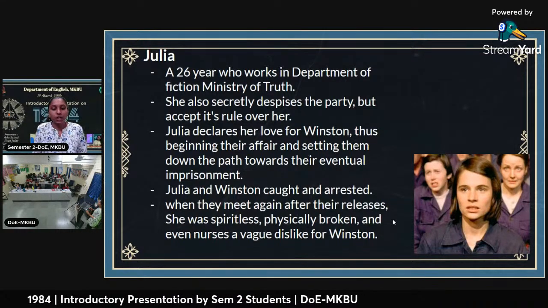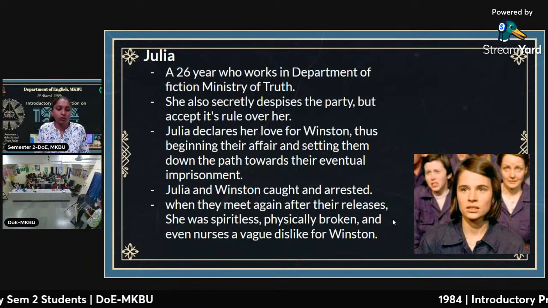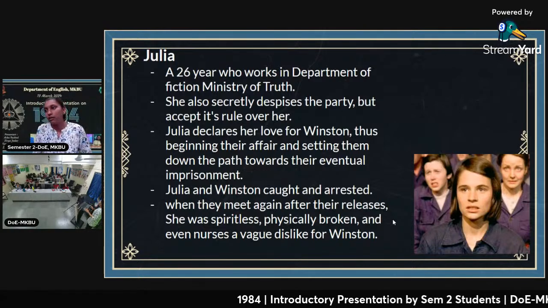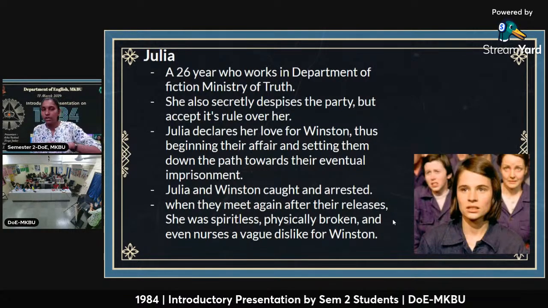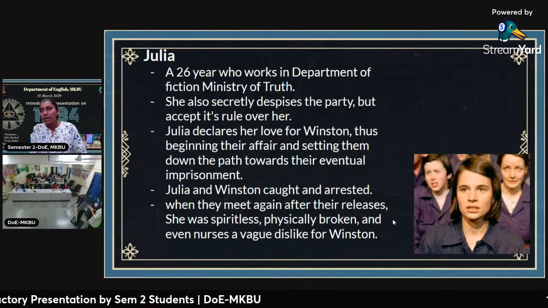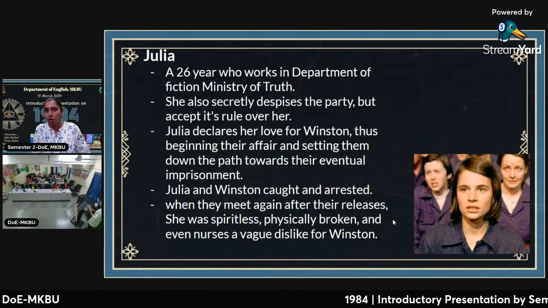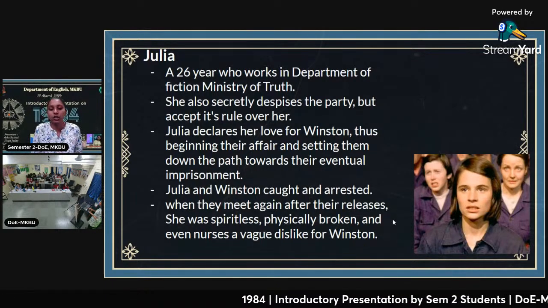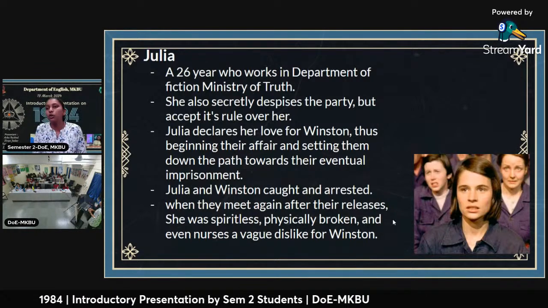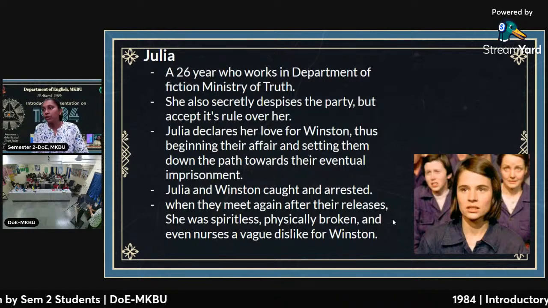When they meet again after their release, she was spiritless, physically broken, and even showed dislike for Winston. Once they had fallen in love, but in the end, throughout the whole novel, the situations of Winston Smith and Julia are almost the same. They work in the same ministry, they are against the party, their thoughts match, they love each other, and at the end their situation is the same: we can say, the brainwash.